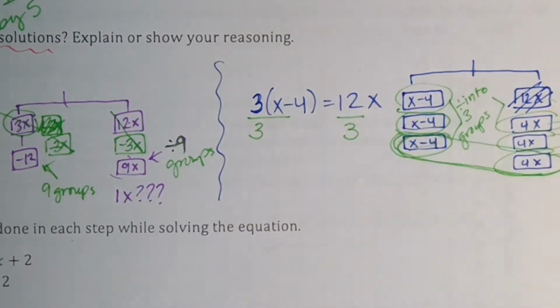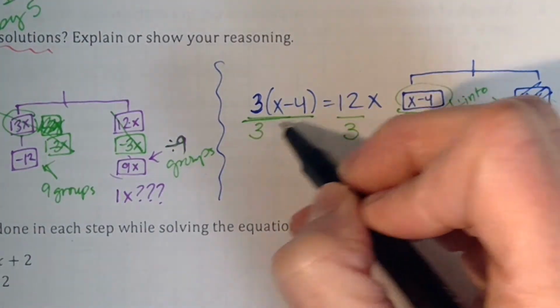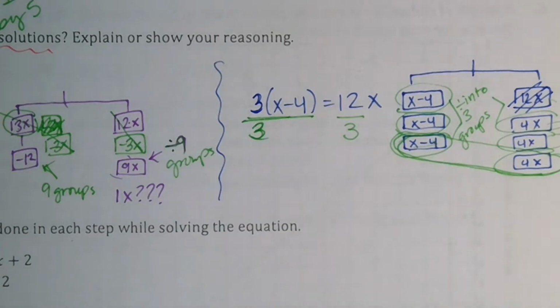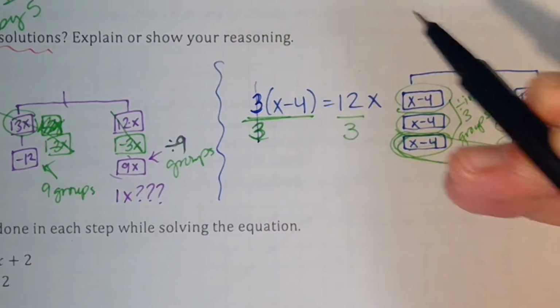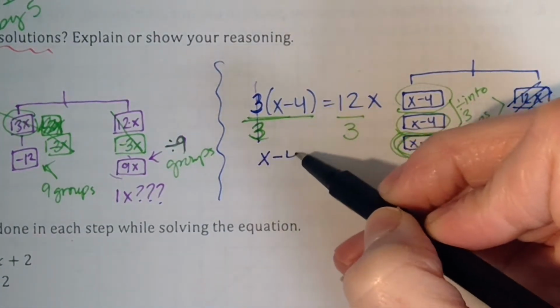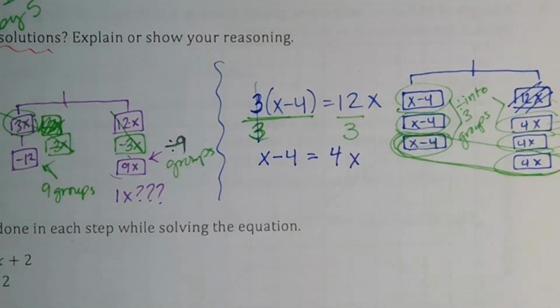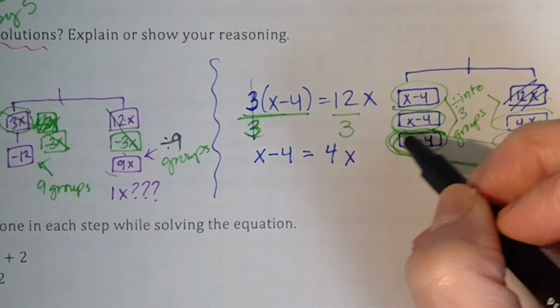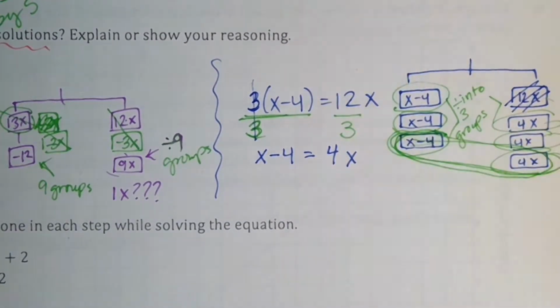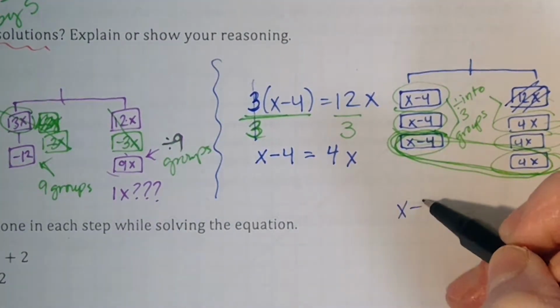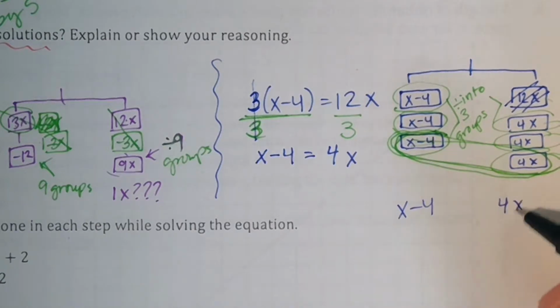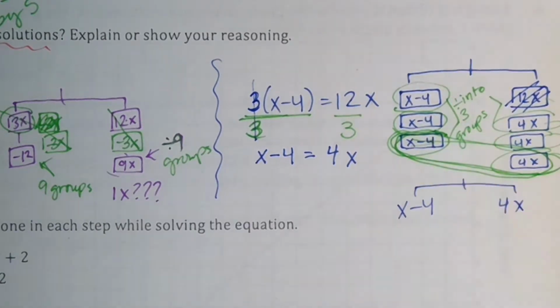This whole side is divided by 3. But really, I'm able to cancel out my 3's, and I have x minus 4 equals 4x. So if we focus in on what's happening right here, I've got x minus 4 and 4x, right?